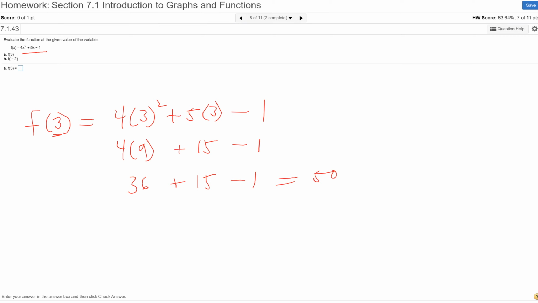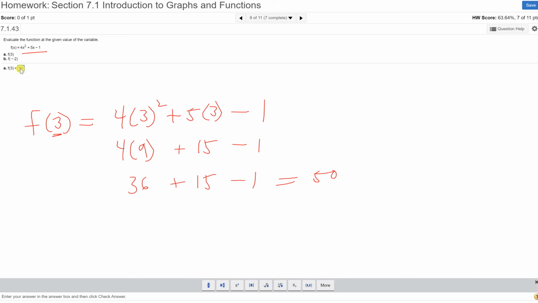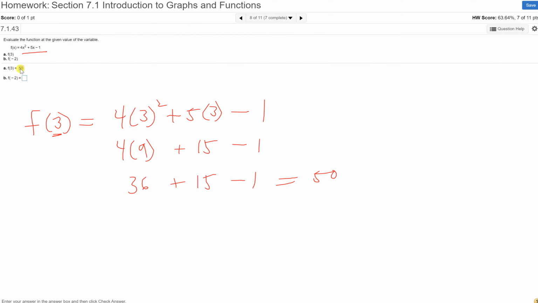Let me double check my calculator. 36 plus 15 minus 1. Yeah, it's 50. So we're going to go ahead and plug in 50. Negative 2. We're going to do negative 2 instead this time. So f of negative 2 is going to be 4 times negative 2 squared plus 5 times negative 2 minus 1. I can't erase when I use this drawing thing, if I do, it erases everything.